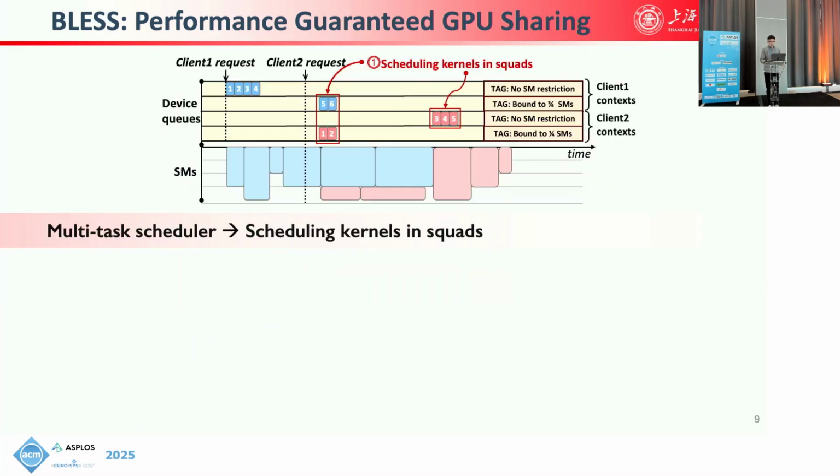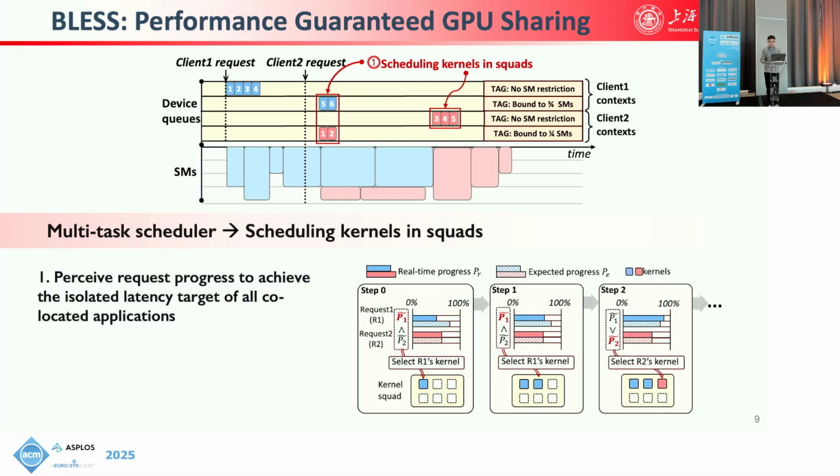So to ensure the performance of co-located applications, we employ a multitask scheduler to organize and schedule kernels in groups, which we refer to as kernel squads. Specifically, to form a kernel squad, we track the progress of each request and carefully select kernels step by step to meet the isolated latency targets of all co-located applications.